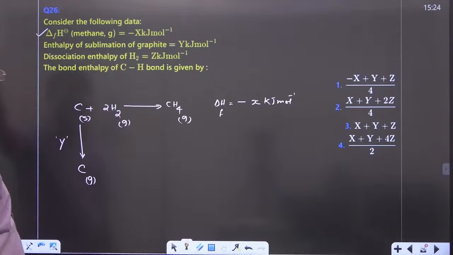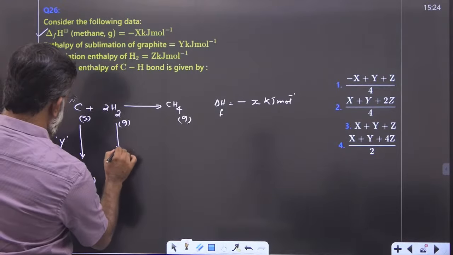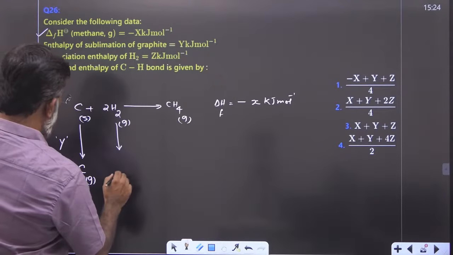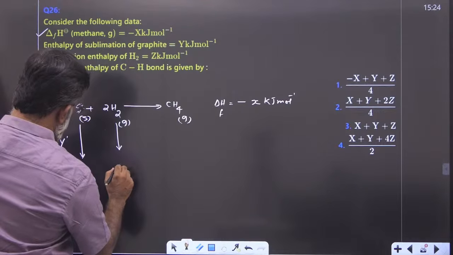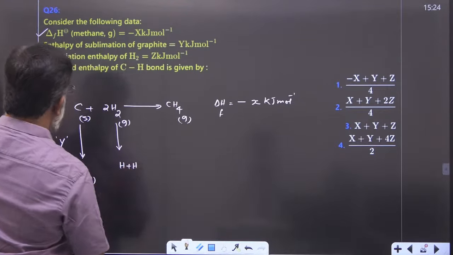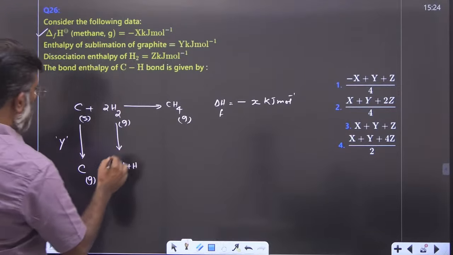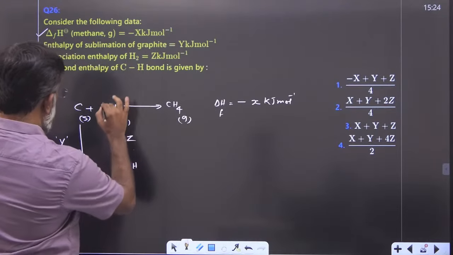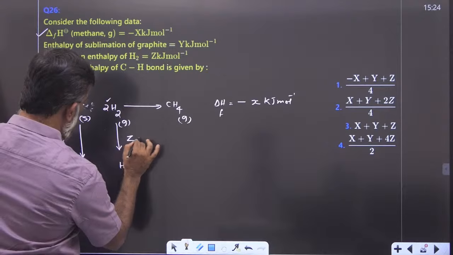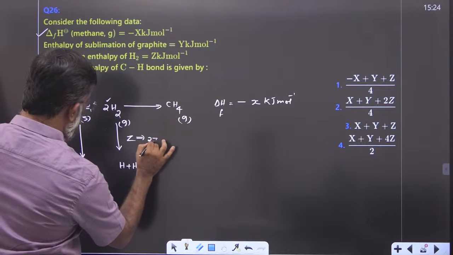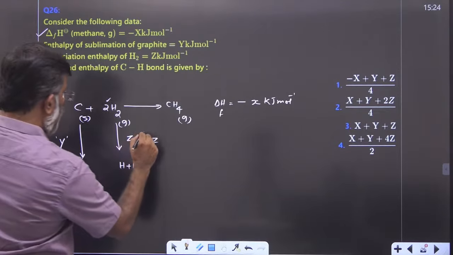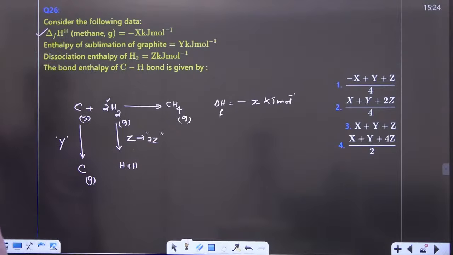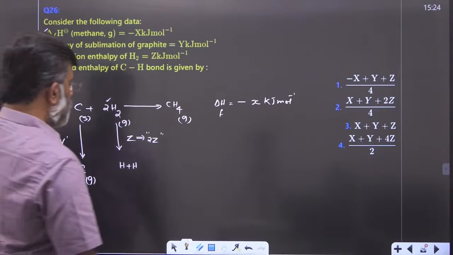Then the bond dissociation energy of hydrogen: H2 becoming H plus H. The value is Z kilojoule. For 2 moles, it will be 2Z. And the question is the bond enthalpy of C-H.